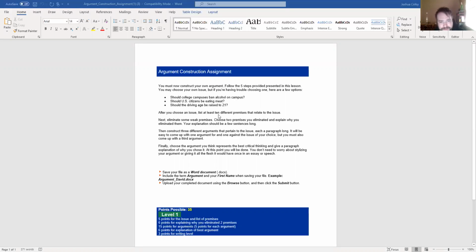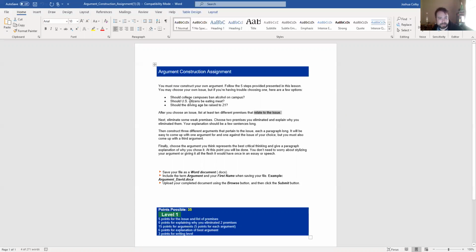Okay, so after you choose an issue, you want to list at least 10. So that's step 1, by the way. Step 1, pick a topic. Step 2, list 10 different premises that relate to the issue. Please think of these premises as topic sentences for your argument. You're going to be crafting arguments on multiple sides of the issue, so you need to have premises that represent multiple sides of the issue. We want these premises to be complete sentences that would function as the topic sentence or main argument statement for an argumentative paragraph.